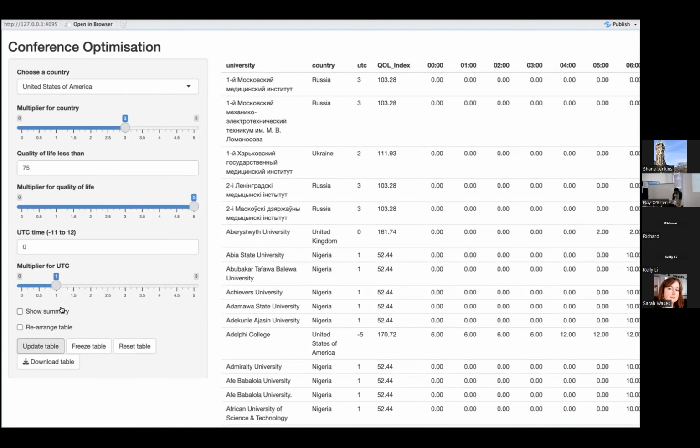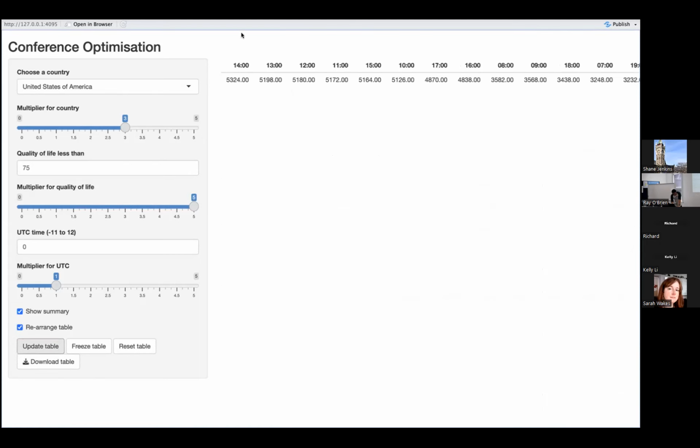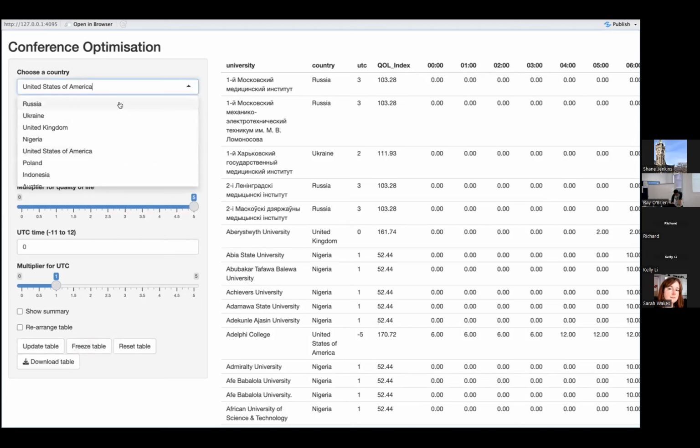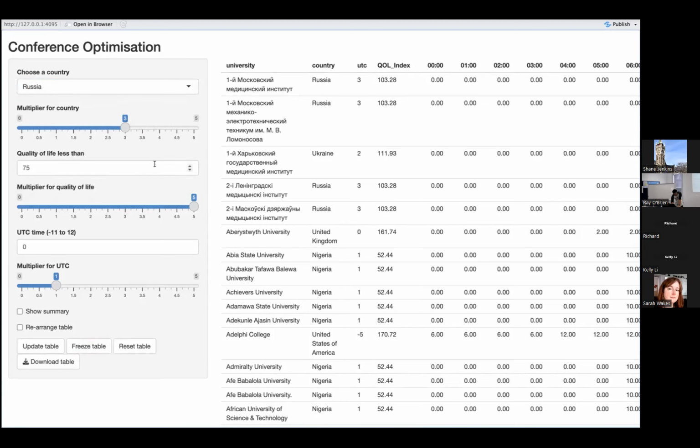And this table will show up and rearrange and show the summary, which shows 2 p.m. UTC time would be the most optimal given what we inputted so far. And the second place is 1 p.m. So we now want to add Russia as a co-host. We'll click freeze table, and then in this drop-down box, we'll click Russia and keep it as 3.